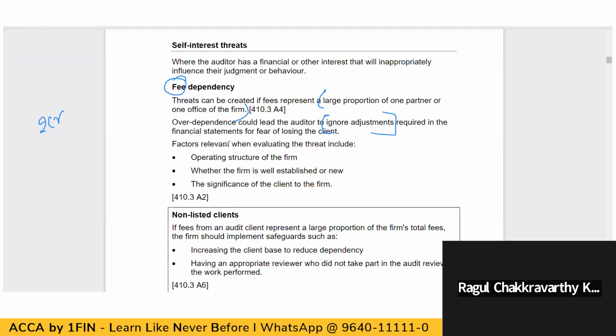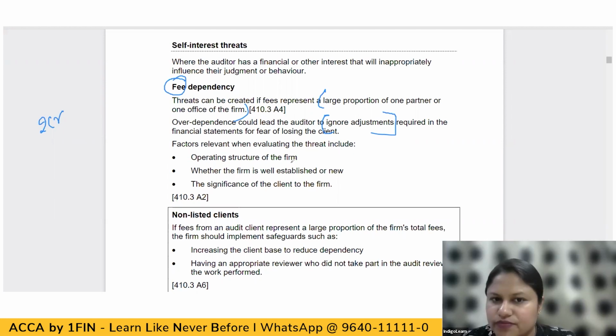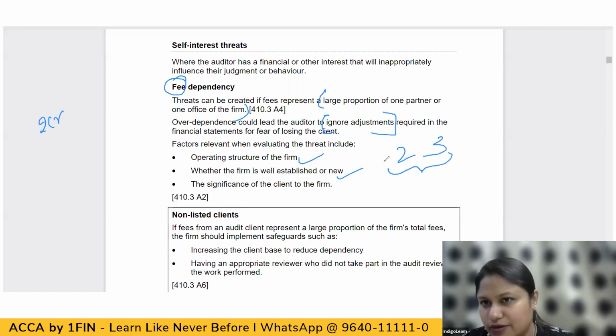Factors relevant when evaluating the threat include the operating structure of the firm, whether the firm is well established or new. See, if it is a new firm, suppose you have started this year, obviously you're going to have some 2-3 clients, maybe big ones. So in this case, it becomes very important for you to maintain the clients. Because you're in the beginning phase, you'll have very few clients. So in order to maintain these clients, you could become biased towards them, because you have the fear of losing them.